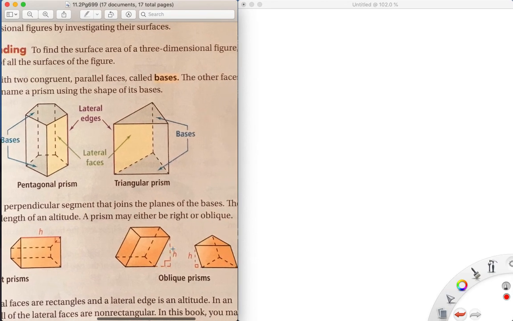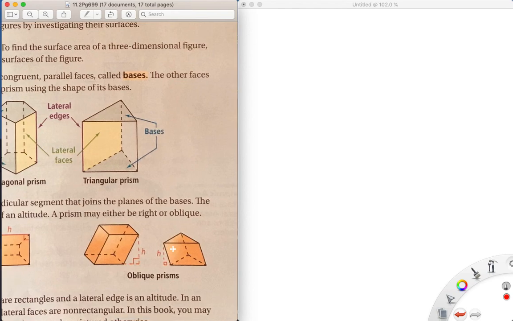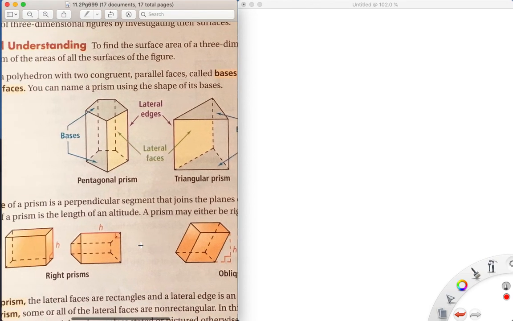Another type of prism is an oblique prism, and that's when your prism is sort of leaning towards the side, and in that case your height is going to be outside or inside of your particular prism. This is a case that we're not going to really deal with in this particular chapter or section. But if not otherwise specified, we're going to assume that all prisms are right prisms.